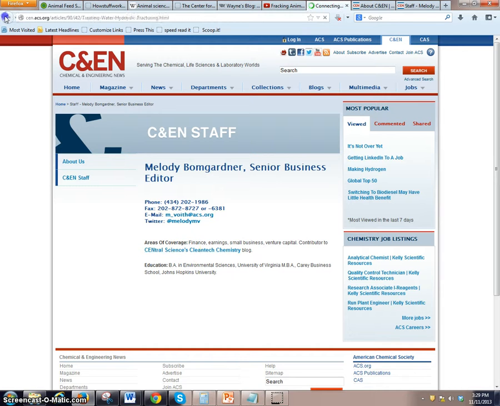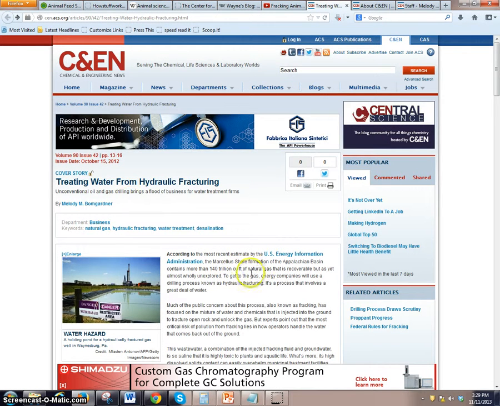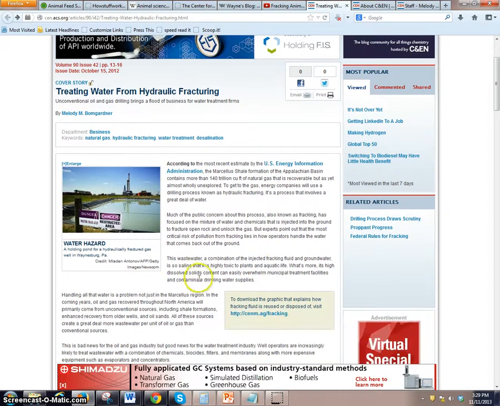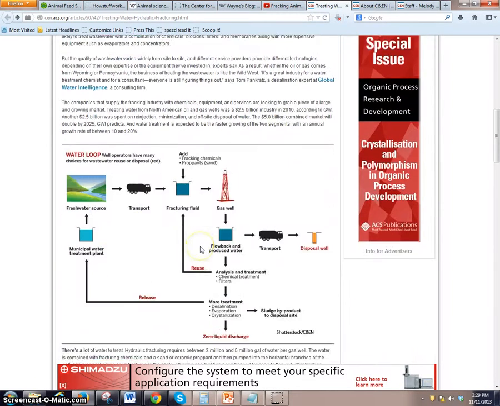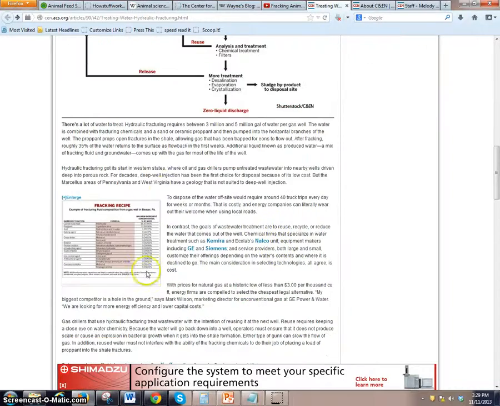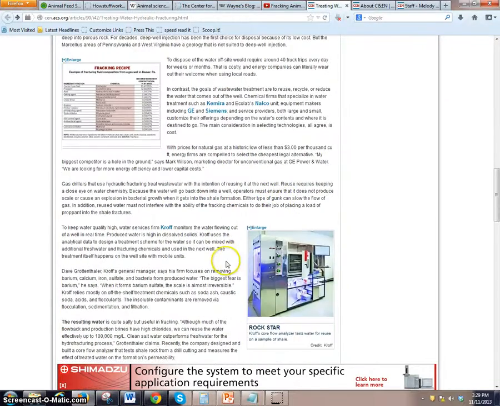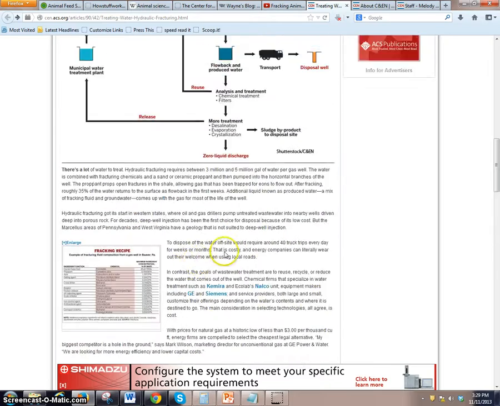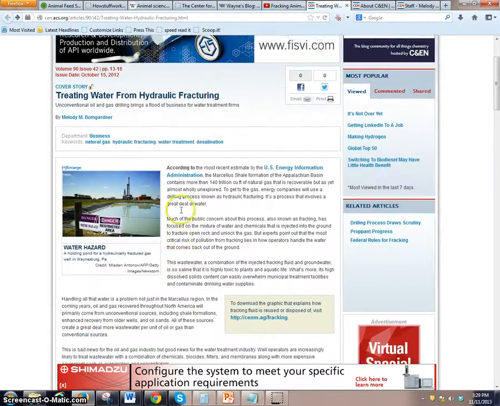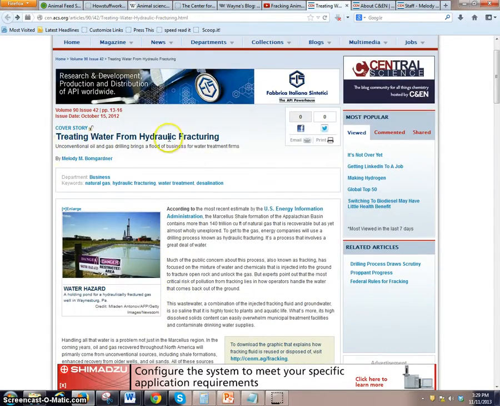Let's look at the purpose of this article. I'm going to look at this and say, what is this article trying to do? Is it just trying to inform us? Is it trying to convince us of something? So I've read this already, and most of it is just information, trying to inform the reader of what actually happens in this process of hydraulic fracturing. So I feel like this is probably a pretty good source for us to use.